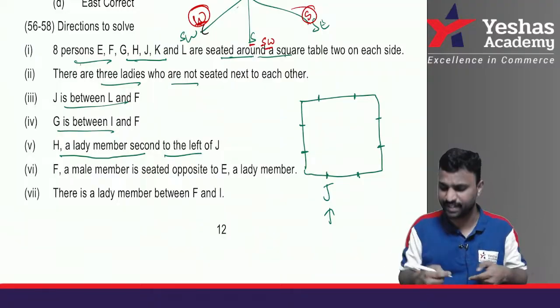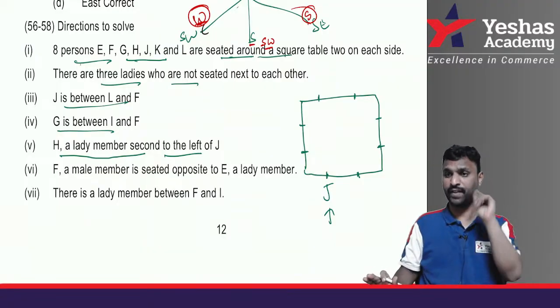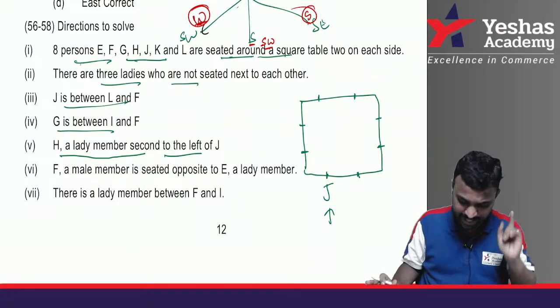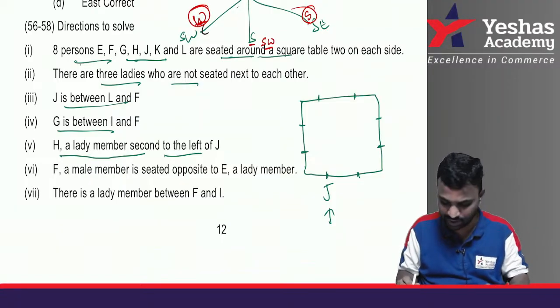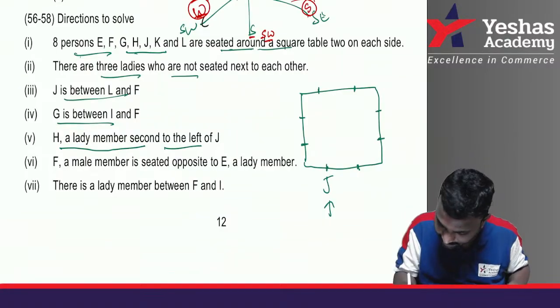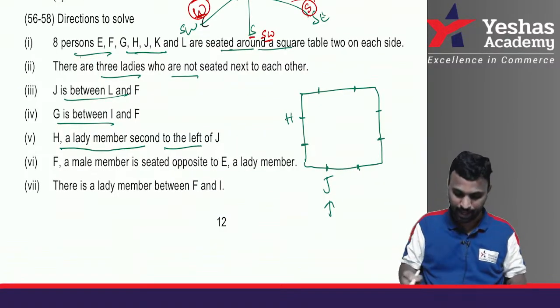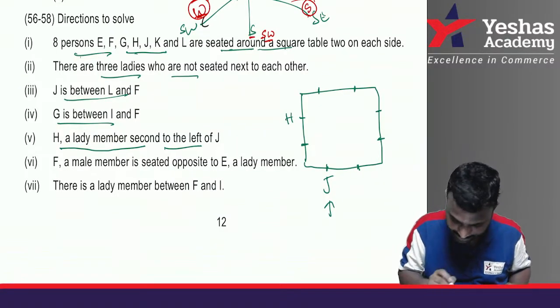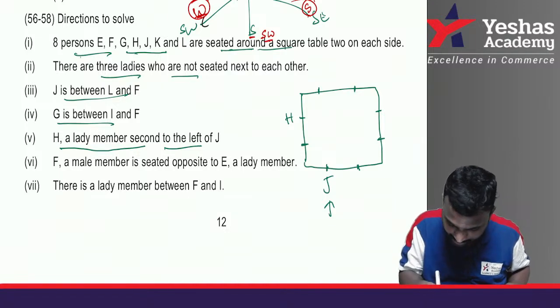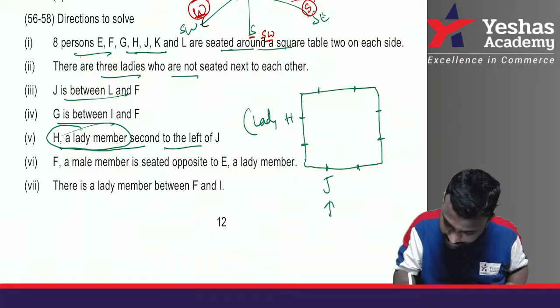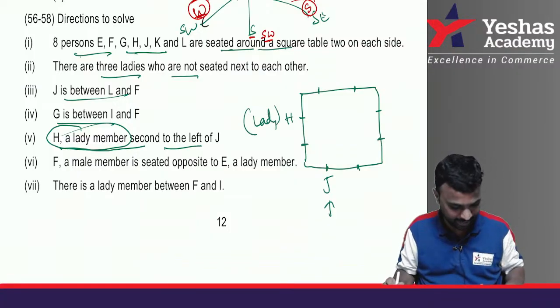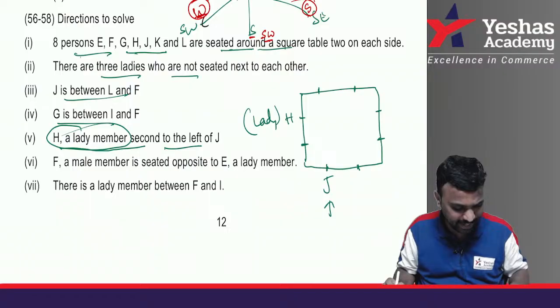All of them are facing the center, even if they're not specifying, facing the center only. Where is H, guys? H is second to the left of J. So second left is here. Have you understood? H is second left of J. So H, a lady member. So H is a lady. Is this clear? Now what next, guys?